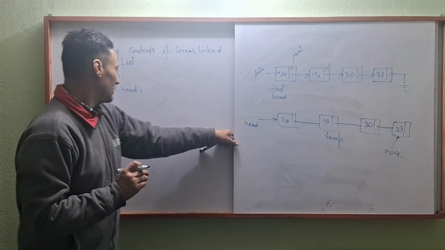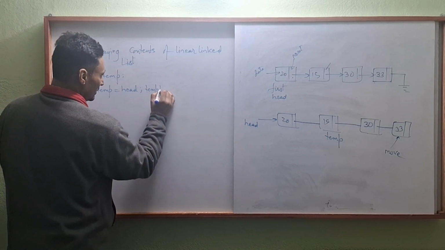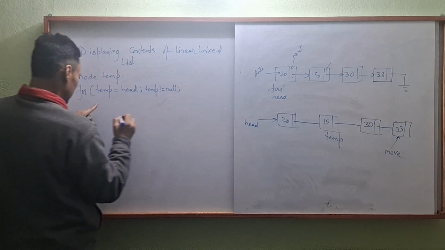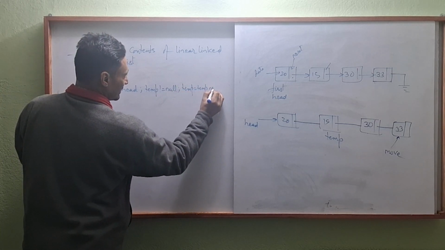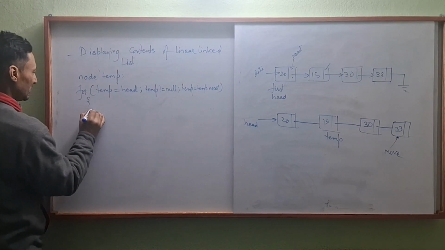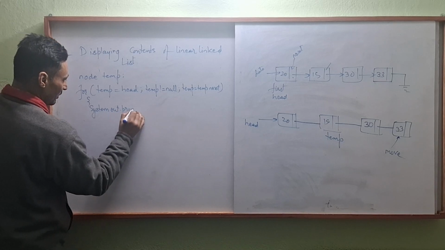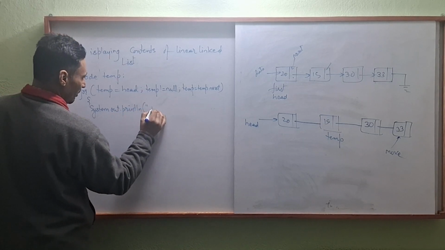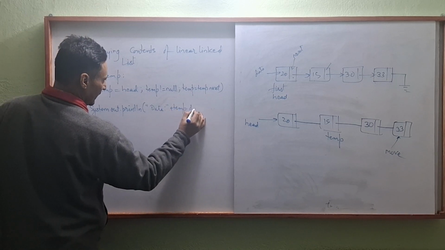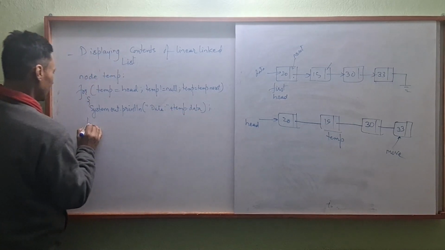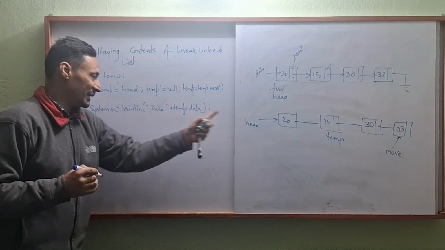So we have head as the first node, and now we are assigning head to temp. Then temp not equal to null, then temp is equal to temp.next. Simple. Then we write System.out.println("data " + temp.data). So in this way we can display the content of a linear linked list.